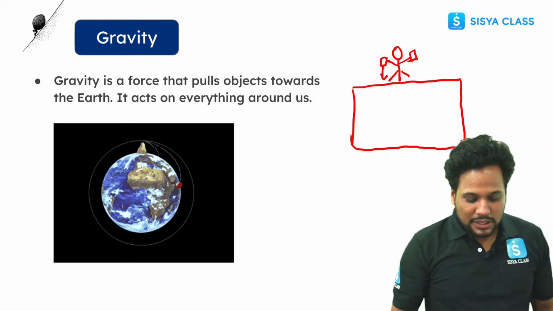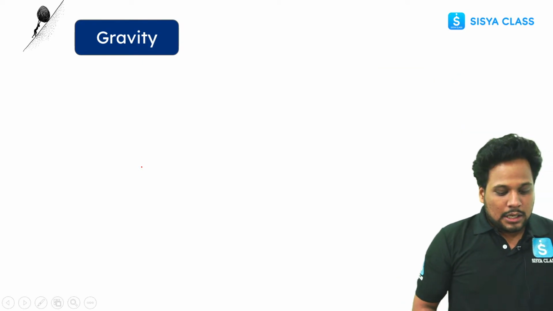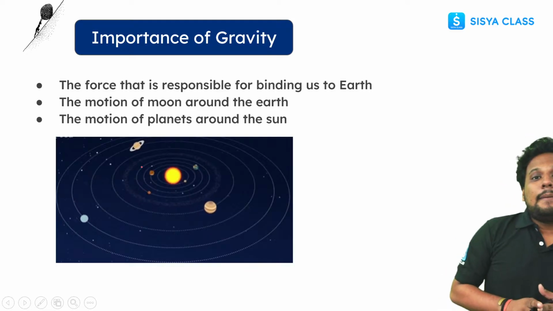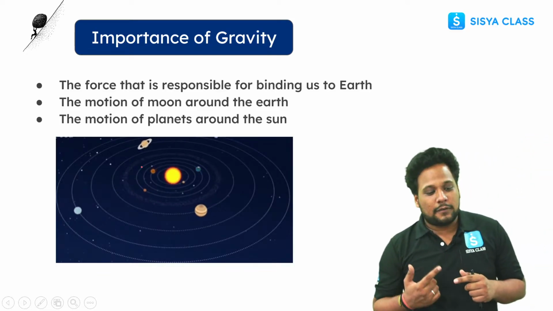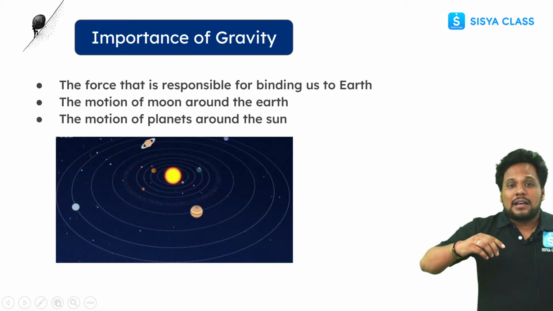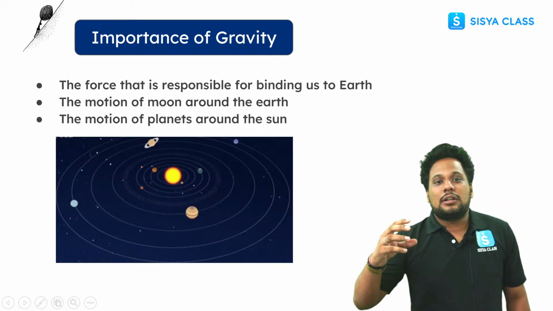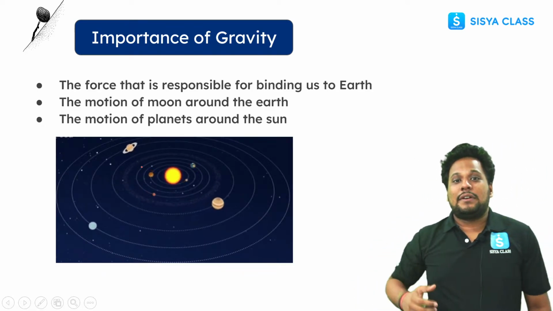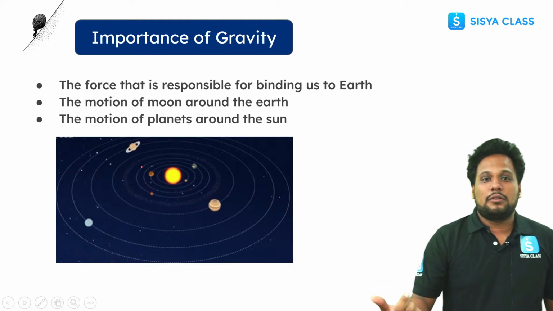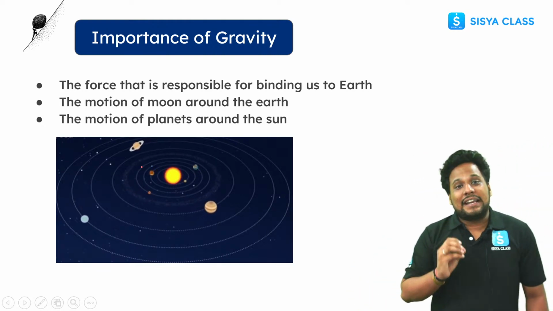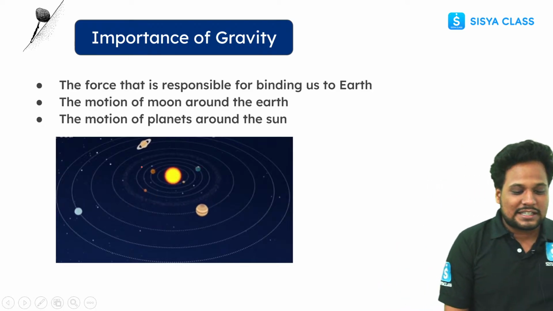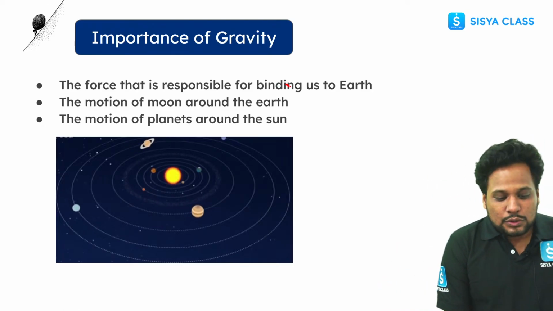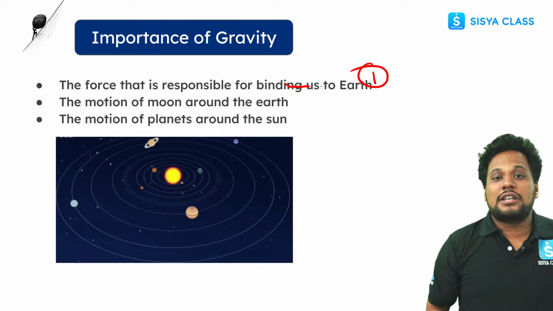Okay, so this is how we have to understand it. Next, what is the importance of gravity? We will discuss where it is important one by one. First, you have seen that the Earth is revolving around the sun, right? Even the planets are all revolving around the sun. It is because of gravity only. That is the force responsible for binding us to the Earth. This is the first importance of gravity.